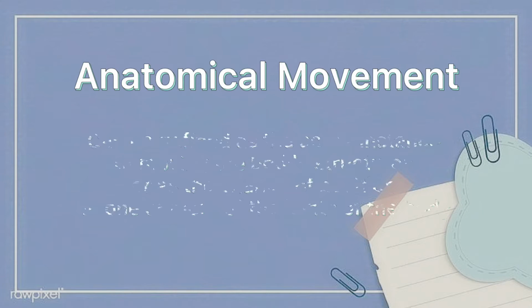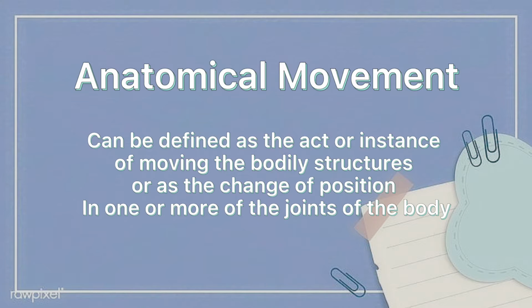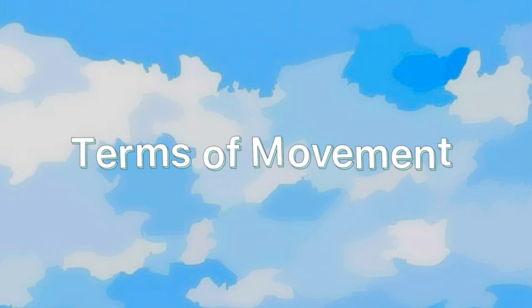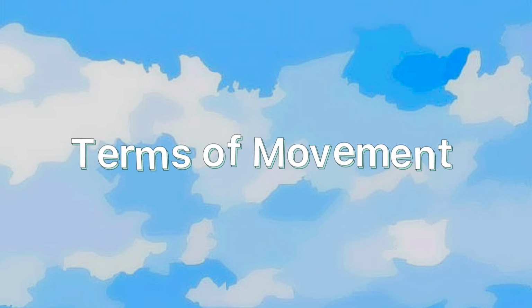Now, let's first define what an anatomical movement is. Anatomical movement can be defined as the act or instance of moving the bodily structures, or as the change of the position in one or more of the joints of the body. Without further ado, I will now be discussing and demonstrating the anatomical movements of the body.